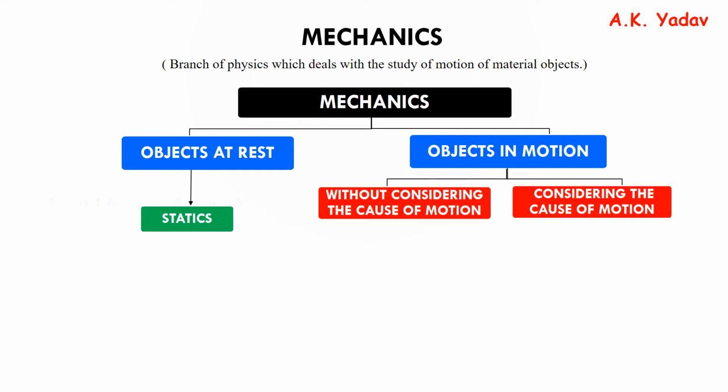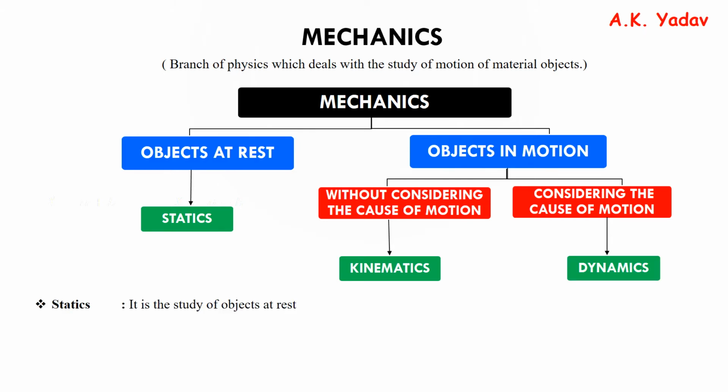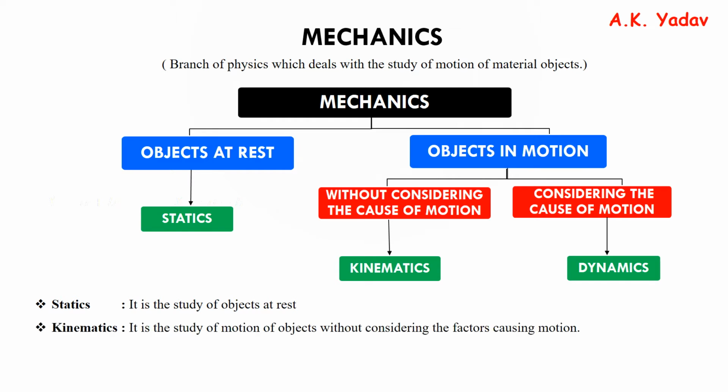One is where we are not considering the cause of motion, and the other one is where we are considering the cause of motion. The branch of mechanics in which we study motion without considering the cause of motion is kinematics, and the branch of physics in which we study the motion of an object while considering the cause of motion is called dynamics. So statics is the study of objects at rest. Kinematics is the study of motion of objects without considering the factors causing motion, and dynamics is the study of motion of objects considering the factors causing motion.